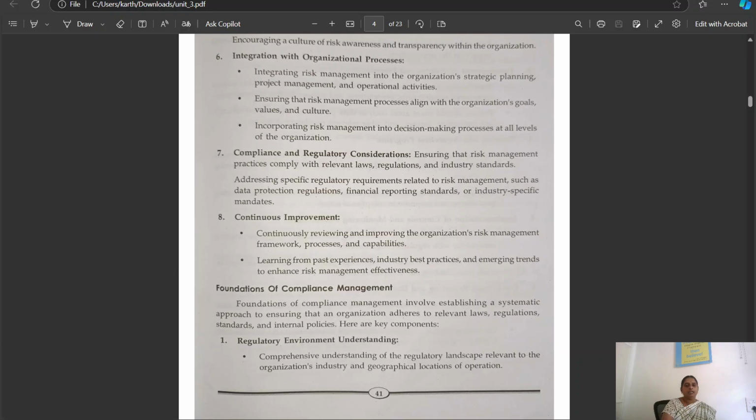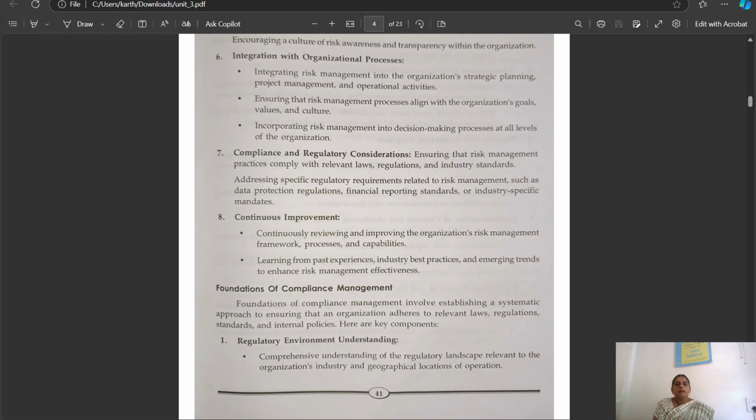And the next one, integration with organizational processes. This relates to integrating risk management into the organization's strategies, planning, project management, and operational activities. Ensuring that risk management processes align with the organization's goals, values, and culture. Incorporating risk management into decision making processes at all levels of the organization.